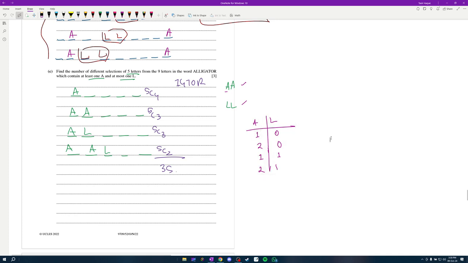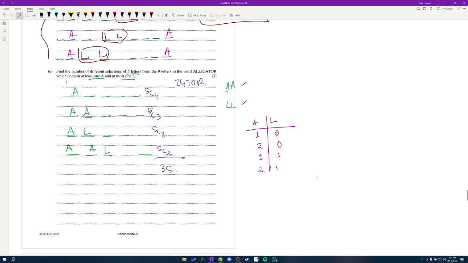So we need 1 A or 2, can't be 0, and at most 1 L. It will either be 1 or 0. So 1A 0L, 2A 0L, or 1A 1L and 2A 1L. Remember, when you have repetitions, you have to deal with them separately, and since we're dealing with them already, you can't consider them twice. I'll tell you what I mean.